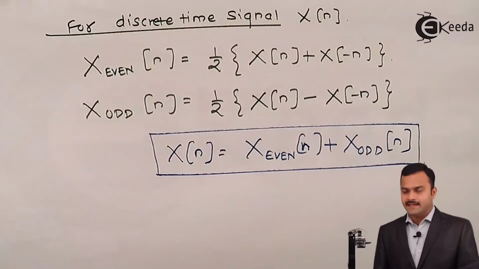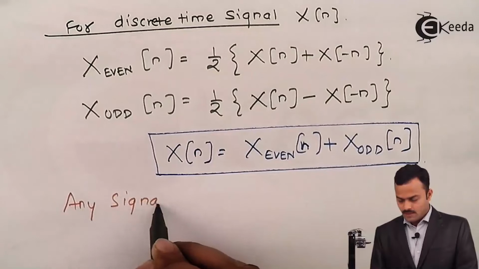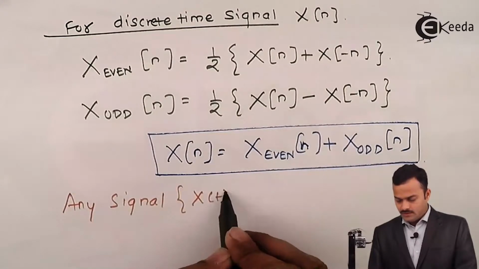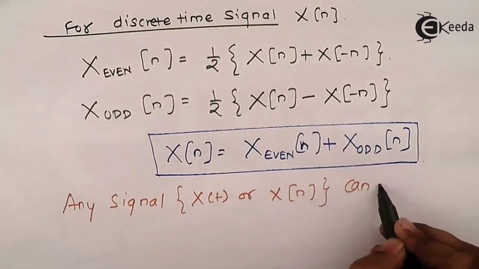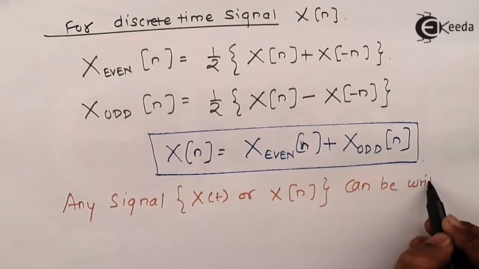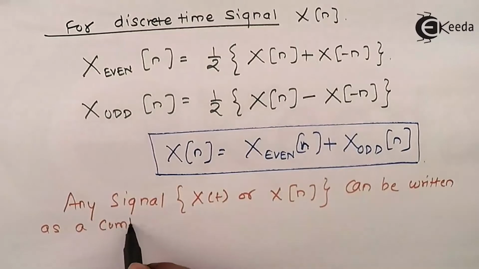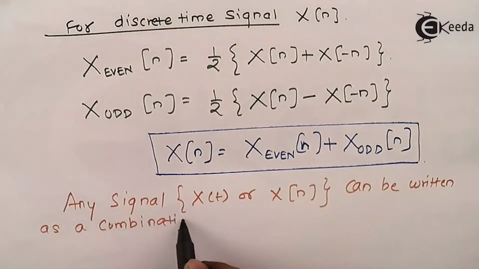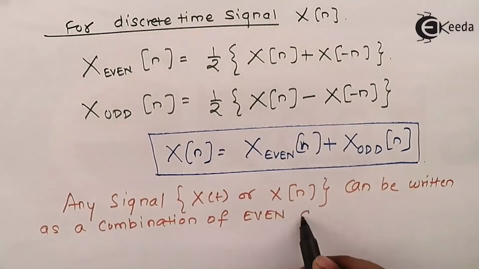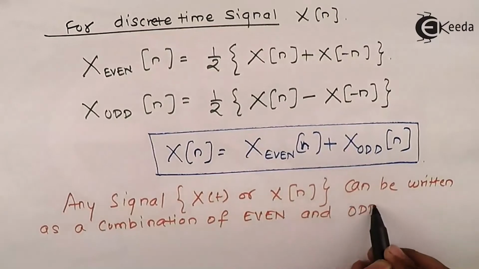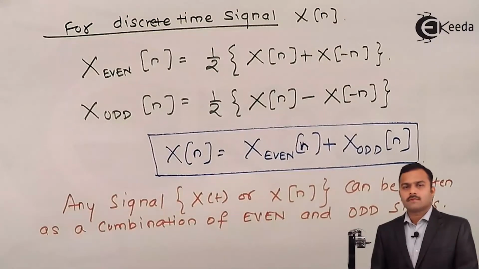So what we can say in the end, any signal, whether it is x of t or x of n, can be written as a combination of even and odd signals. Thank you.